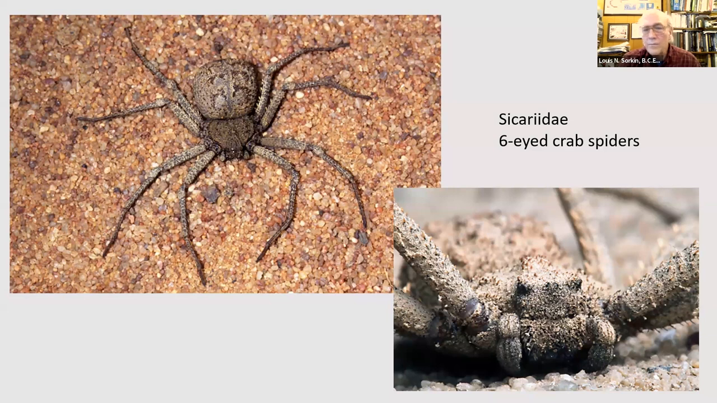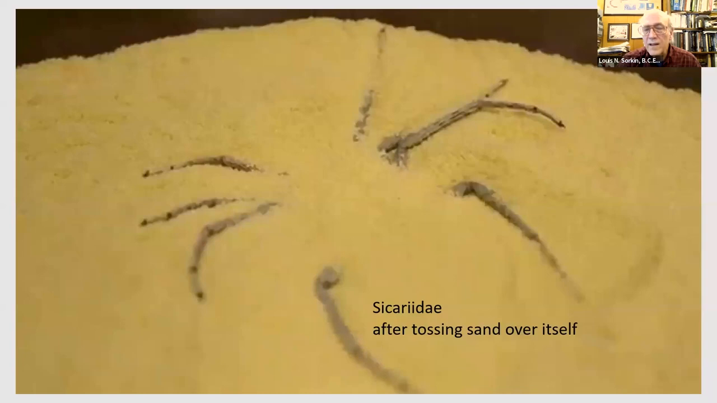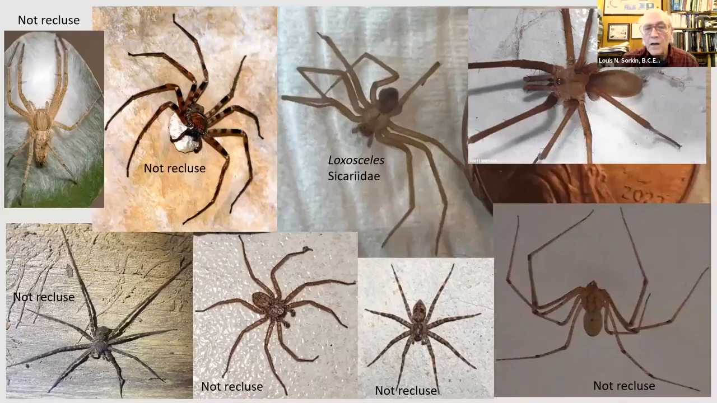These are the sand spiders, in that the spiders in sand will simply toss their legs over their backs, pushing sand over them and covering themselves up. This is a picture in the center of a Loxosceles recluse spider, and showing you some of the other spiders that are often misidentified as being a recluse spider.